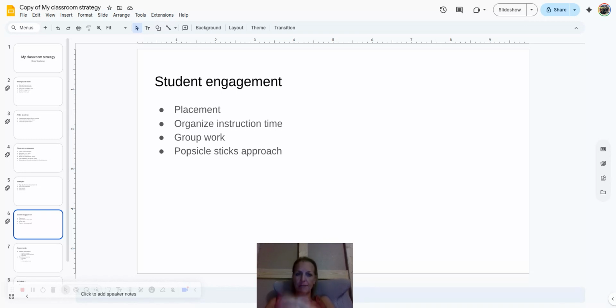Organize instruction time. I do not like to lecture, and my kids don't like me to lecture. I'm very hands-on, and so my instruction time is a lot smaller than some. Like I said, I don't like to lecture, and I find that keeps them energized whenever I'm asking them more questions or I'm answering questions with questions, and then they get more engaged and they actually do learn it.